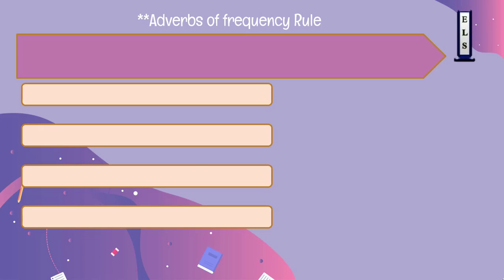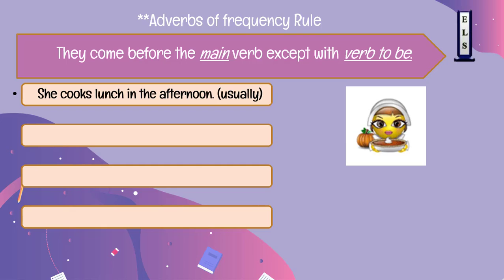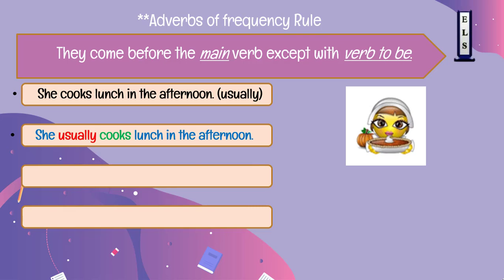Now, let us revise together the rule of the adverbs of frequency. How do we locate the adverbs of frequency? They come before the main verb except with the verb to be. Let us check it now. She cooks lunch in the afternoon. Use usually. Let us see. She usually cooks lunch in the afternoon. We located the adverb of frequency usually before the main verb of the sentence, which is cooks.